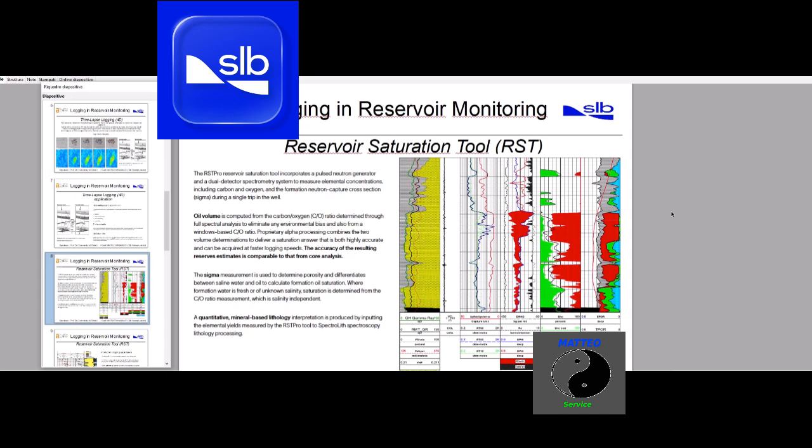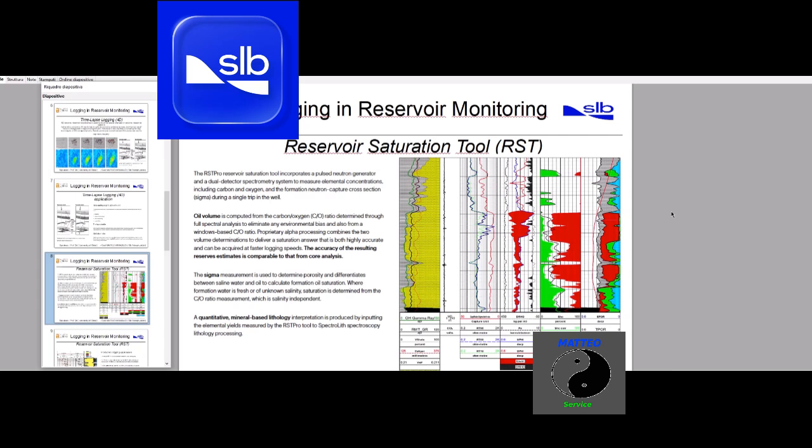Reservoir monitoring. Today we are talking about and focusing on a special technique, the Reservoir Saturation Tool, RST. The RST Pro Reservoir Saturation Tools incorporate a pulsed neutron generator and dual detector spectrometry system to measure elemental concentration, including carbon and oxygen, and formation neutron capture cross section, sigma.